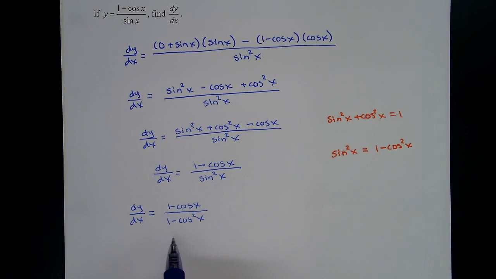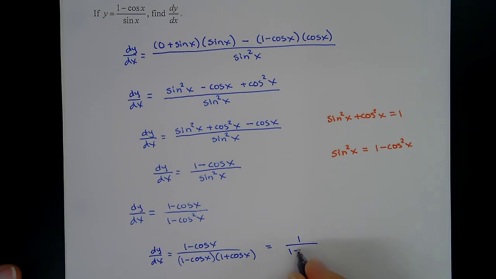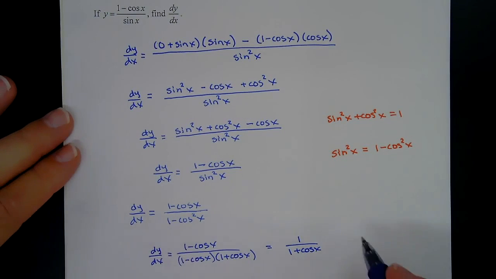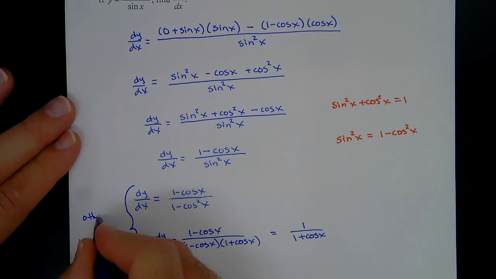And then this is a difference of 2 squares. Hold on a second because I'm running out of ink. So we switched out the sine squared x with 1 minus cosine squared x. And then this could become 1 minus cosine x over 1 minus cosine x times 1 plus cosine x. And so here my 1 minus cosine x's would cancel, and I'd be left with 1 over 1 plus cosine x. So all of these are equivalent answers, okay? So this part right here is just other possible answers that you need to be aware of.